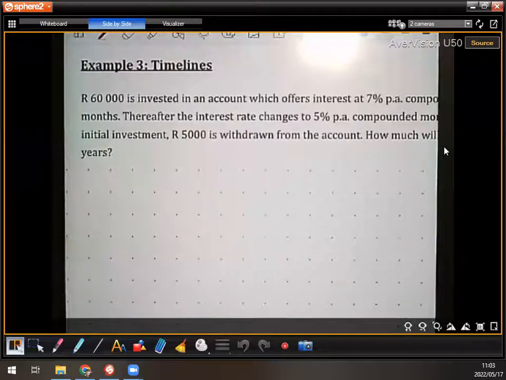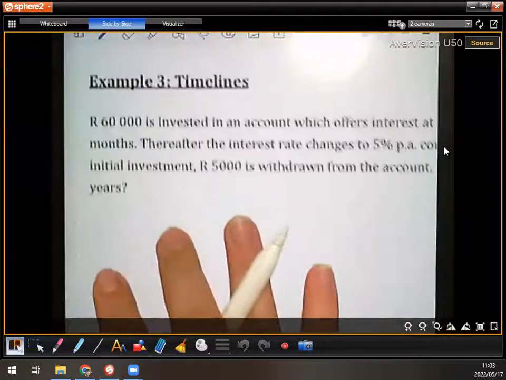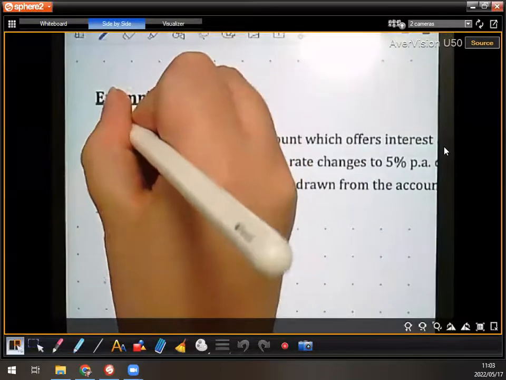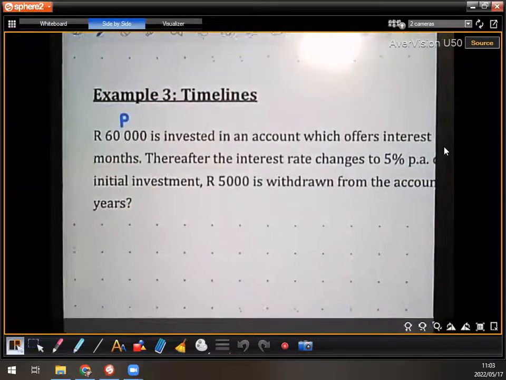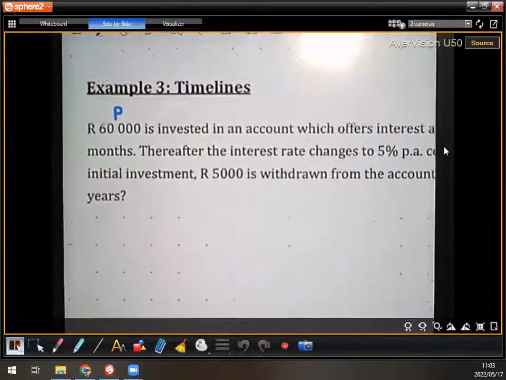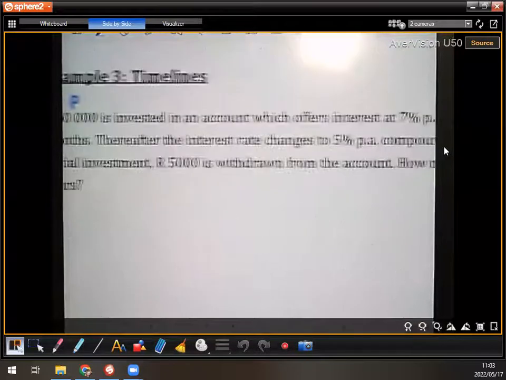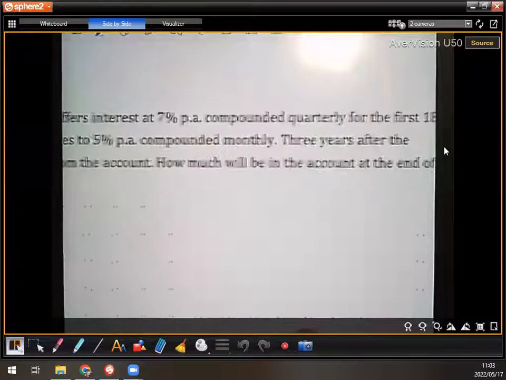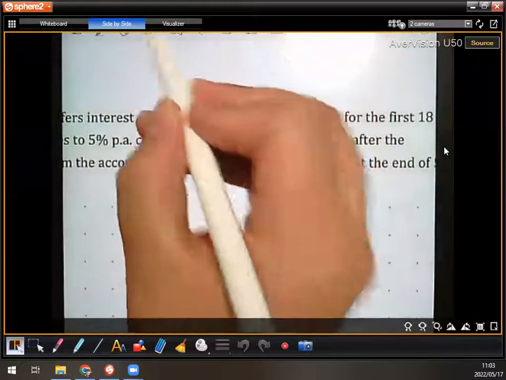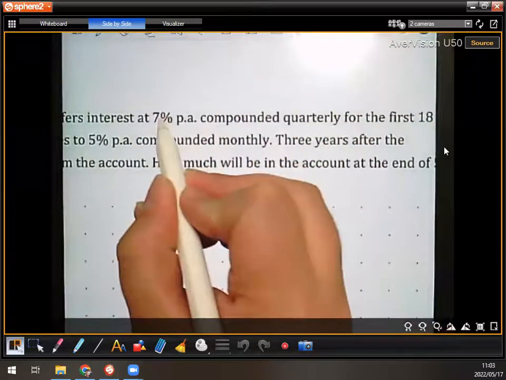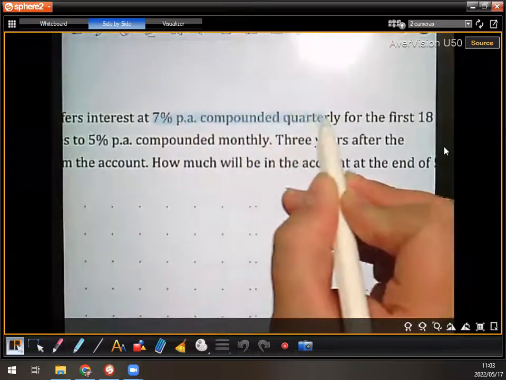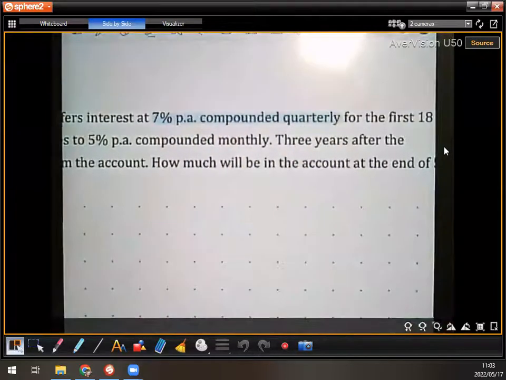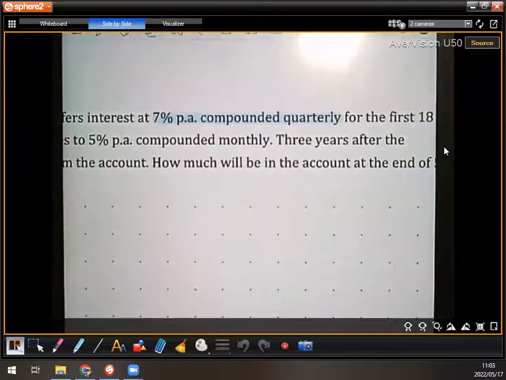Okay, so they're saying 60,000 rand is invested in an account. So 60,000, that is going to be our P value, our first P value, all right, at T0. Invested in an account which offers interest at 7% per annum compounded quarterly. Yes. So that is going to be our first interest rate, right? 7% per annum compounded quarterly. That's 4 times a year. So we're going to write that as 7 over 400.